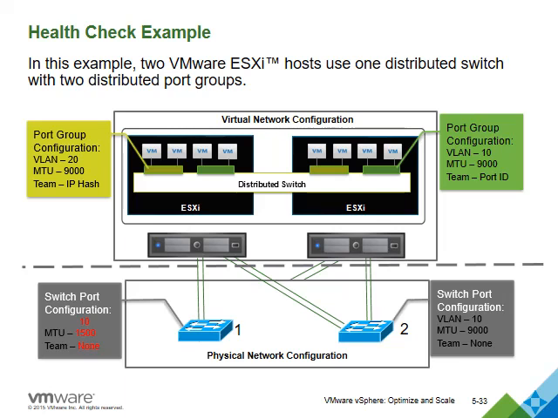So again, we'll get a health check warning on this, and it'll throw up an alert on the health check that just says we have mismatched VLANs and we have mismatched MTU, and our teaming policy isn't consistent.